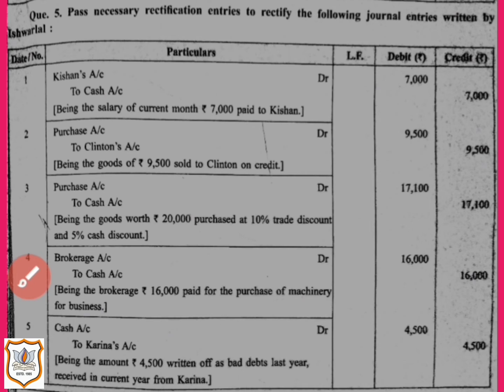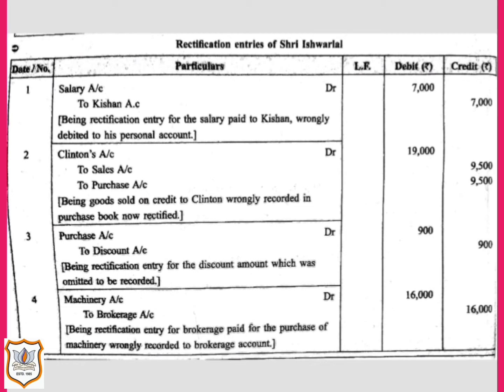So let us see. Here, as cash discount is received, as per the rule of nominal account, it will be credited as it is an income for the business. So here the entry would be purchase account debit to discount account. Now let us see the amount for that.